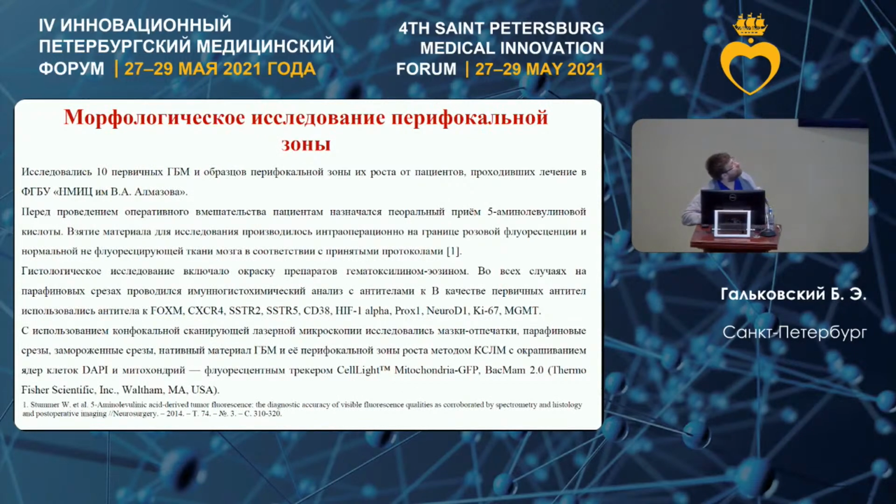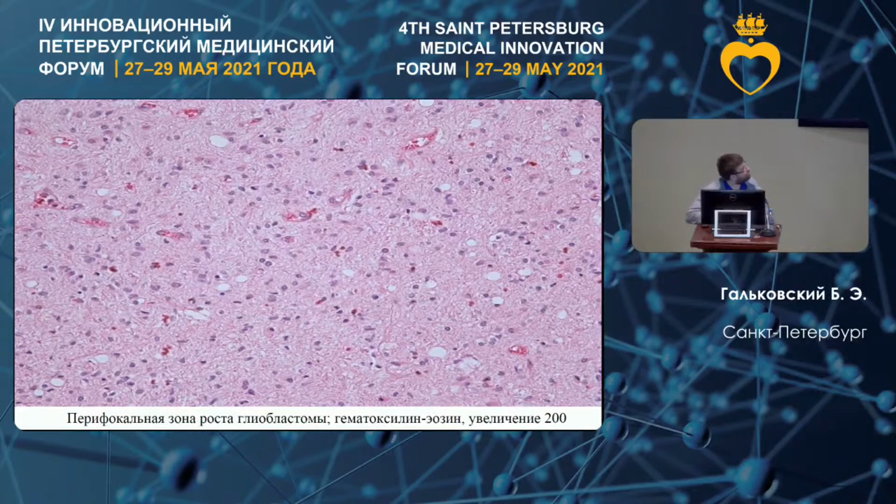The Pathomorphology Research Institute has performed a study of glioblastoma with 10 samples from patients with glioblastoma, from the tumor and from the perifocal area. Each patient received amino acid before the surgery to ease navigation. During the surgery, they took samples at the border of pink fluorescence and normal brain tissue, and from the tumor itself, according to the adopted protocols.